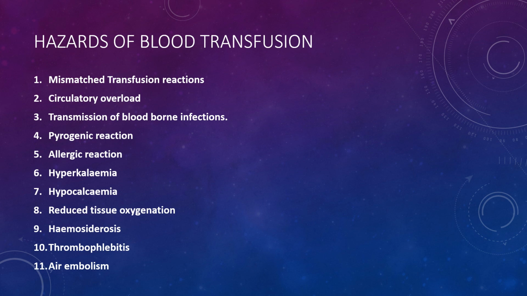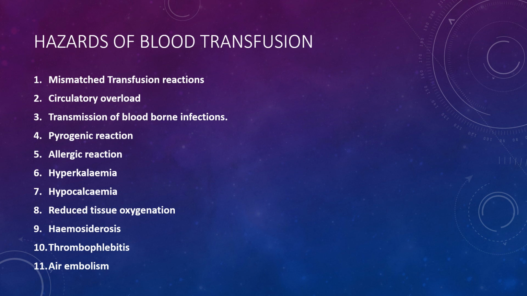Hazards of blood transfusion: mismatched transfusion reaction, circulatory overload, transmission of blood-borne infection, pyrogenic reaction, allergic reaction, hyperkalemia, hypocalcemia, reduced tissue oxygenation, hemosiderosis, thrombophlebitis, and air embolism. Circulatory overload due to hypervolemia may occur following blood transfusion when the transfusion is rapid, especially in patients with cardiac disease, chronic anemia, and kidney disease. These are the three important patients with whom you should be very careful when transfusing blood.